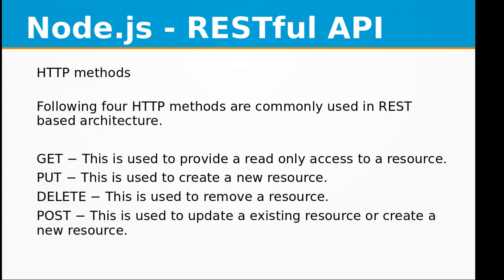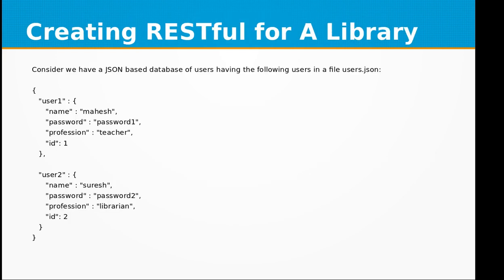Let's look at the HTTP methods. Following four HTTP methods are commonly used in REST-based architecture. The first one is GET. This is used to provide a read-only access to a resource. The second is PUT. This is used to create a new resource. Then we have DELETE. This is used to remove a resource. And the last one is POST. This is used to update an existing resource or create a new resource.